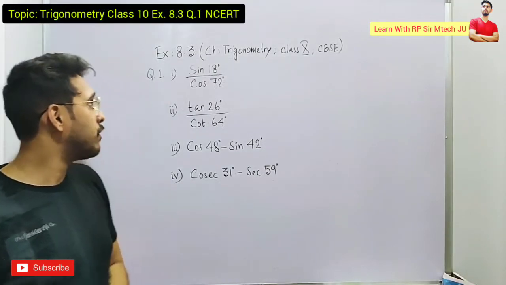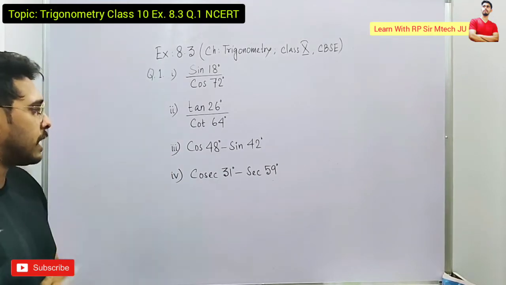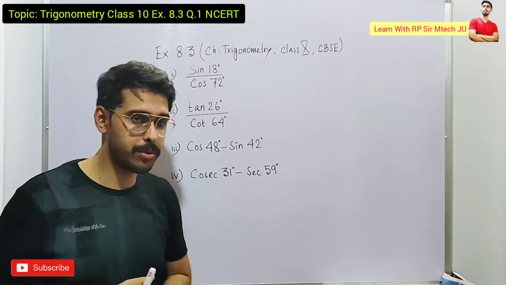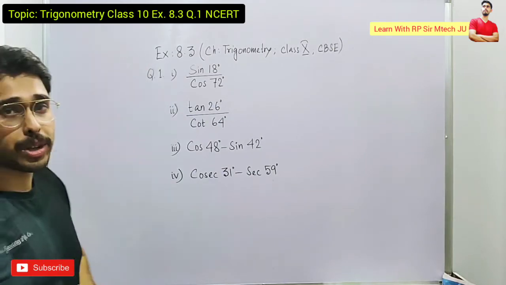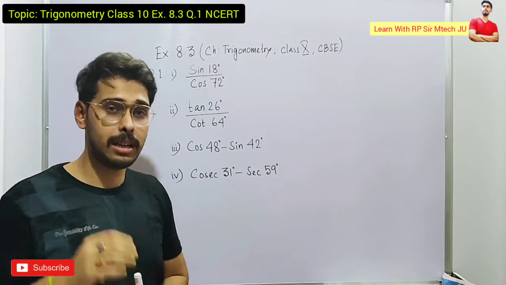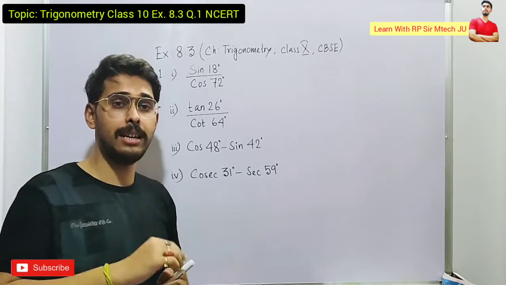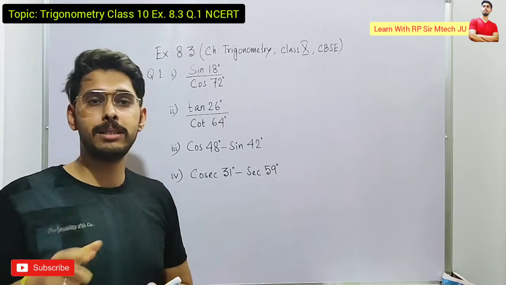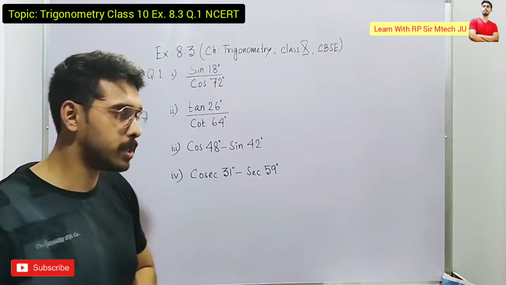Okay, so we have got the first question of exercise 8.3. There are 4 divisions in it, so let us first start with the first one. In every question here, we are going to apply the technique that we have just demonstrated at the beginning of the video, that is sine 90 minus theta, cos 90 minus theta. Every such identity we are going to use. So let us see how we are going to solve this problem.